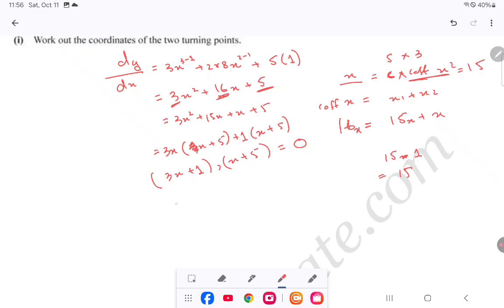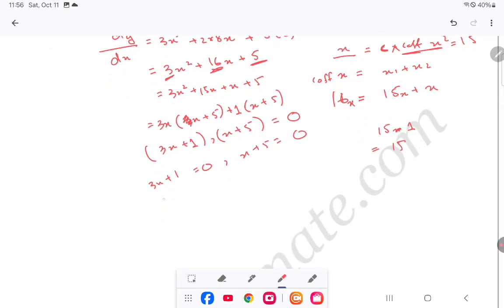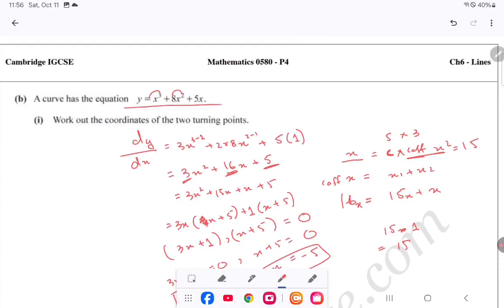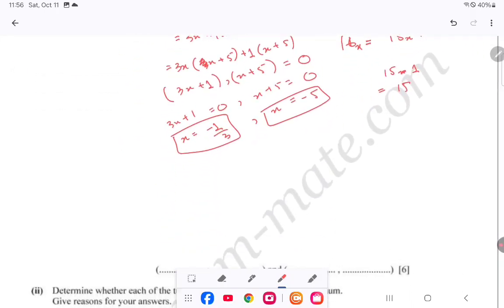For x, 3x plus 1 is equal to 0 and x plus 5 is equal to 0. Subtract both sides with 1 and divide both sides with 3. It will give negative 1 over 3. Subtract both sides with 5, giving negative 5. We will be left with these values. These are the two x values. Now put these x values into the equation right here to get the values of y. We will get two values because x has two values. This is our y1 and y2.